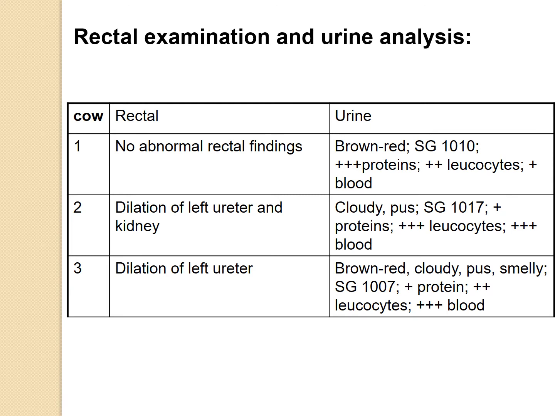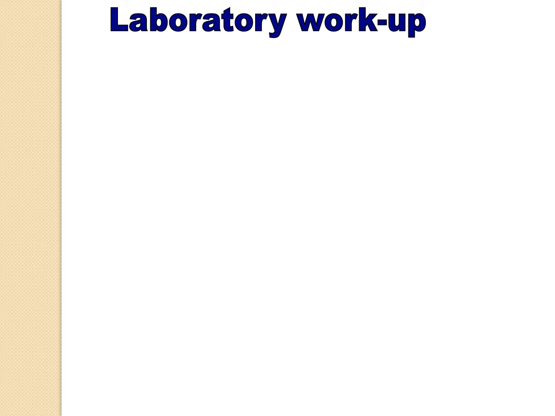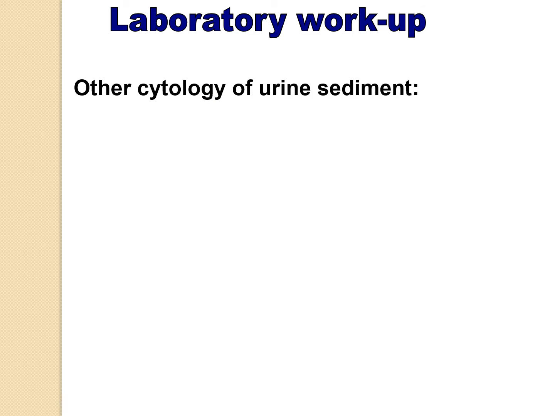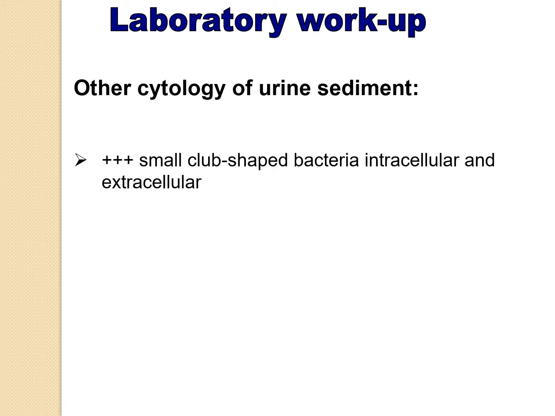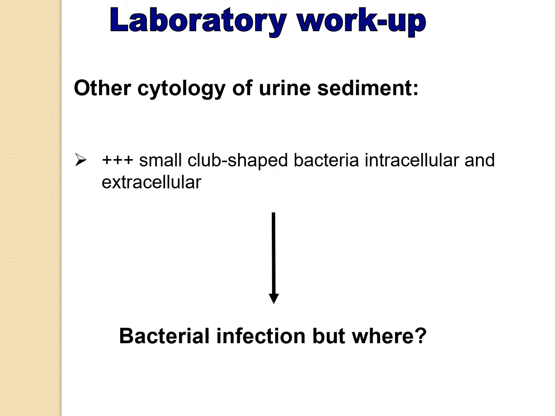Urinalysis detects proteins, blood and leukocytes in the urine, an indication of an infection. On a rectal examination, dilation of the left ureter is detected in 2 cows, and enlargement of the left kidney is detected in 1 cow. In the laboratory, further workup of the urine sample reveals a large number of small club-shaped bacterial rods, pointing to a bacterial infection.